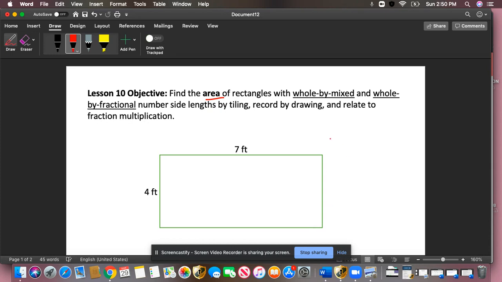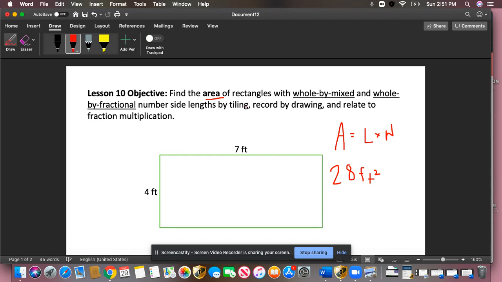All right, when you do area, you're used to doing area equals length times width, right? That's supposed to be a W. If you were given a rectangle that looked like this to find the area, you would have done 7 feet by 4 feet. You would have multiplied those and you'd get an area of 28 feet squared. That would be the area of this shape.